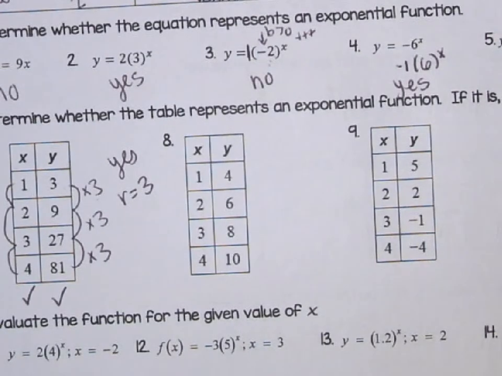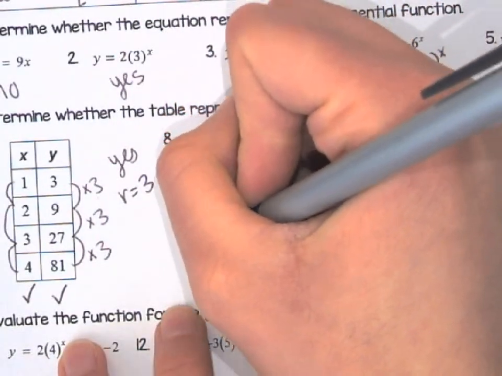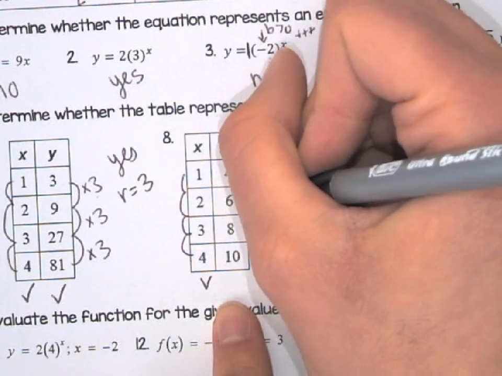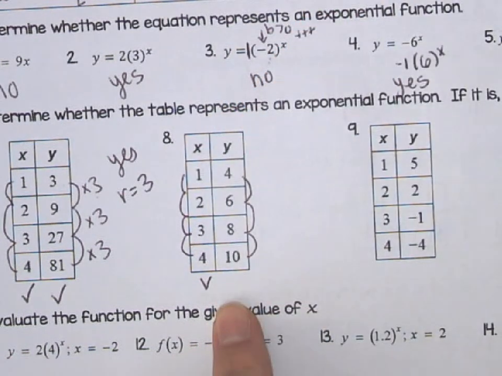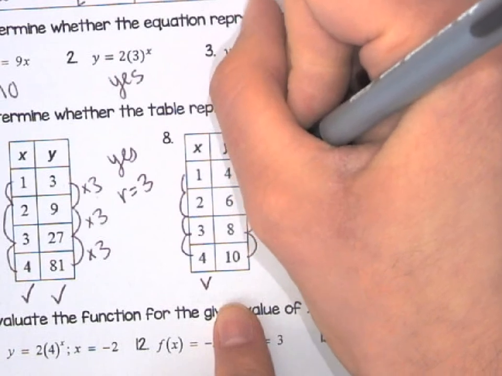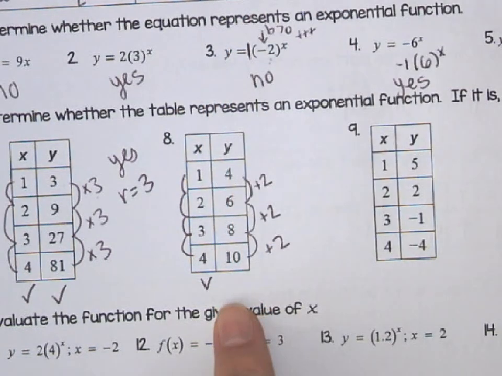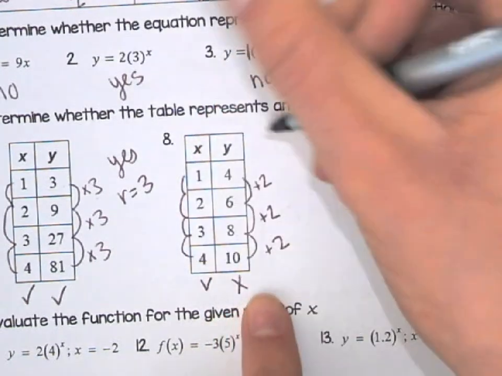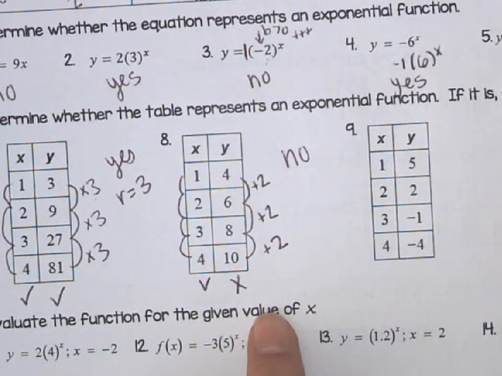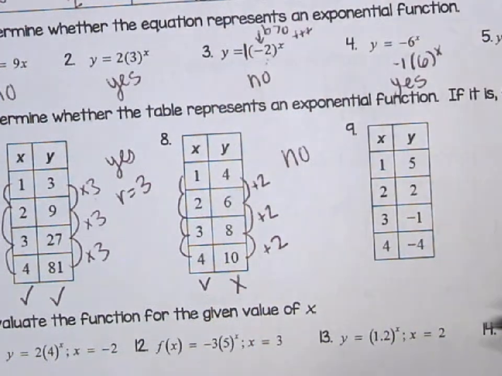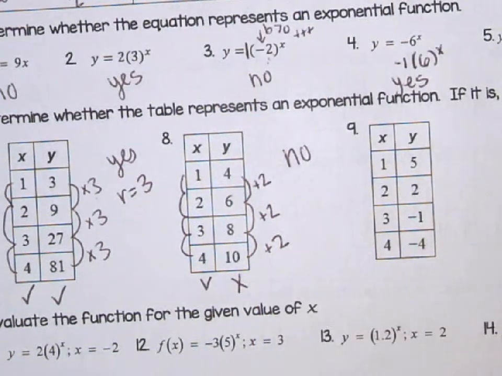Okay, on number 2, my x's are counting, those are good. My y's, okay, I'm going from 4 to 6, 6 to 8, 8 to 10, there's a pattern there, but do you see how it's adding 2 each time instead of multiplying by a number? Okay, so that's not exponential. It's arithmetic, and it would have a common difference of 2, but that's not what we're looking for.